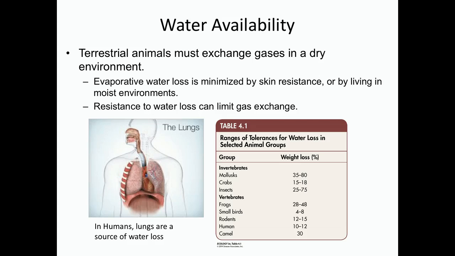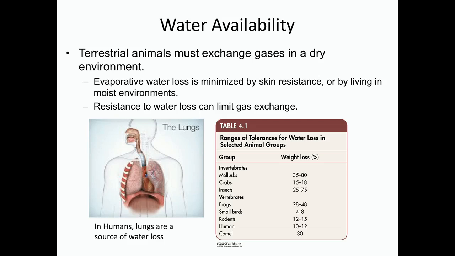Water availability is determined by various forces that are acting on the water. How does this then impact organisms? Well, organisms, especially terrestrial organisms, have to be able to get access to gases like oxygen and carbon dioxide, depending on what metabolic processes they're doing. And they have to do this in a dry environment.